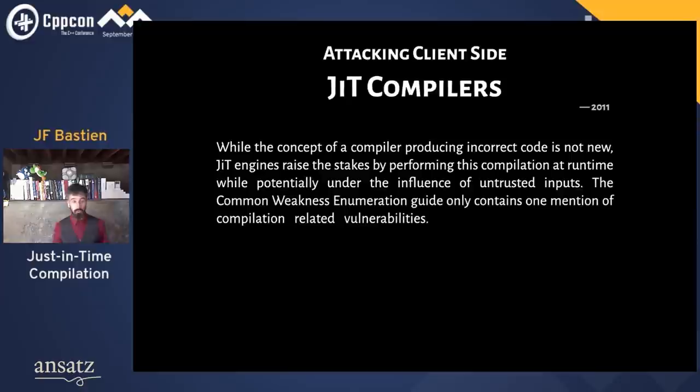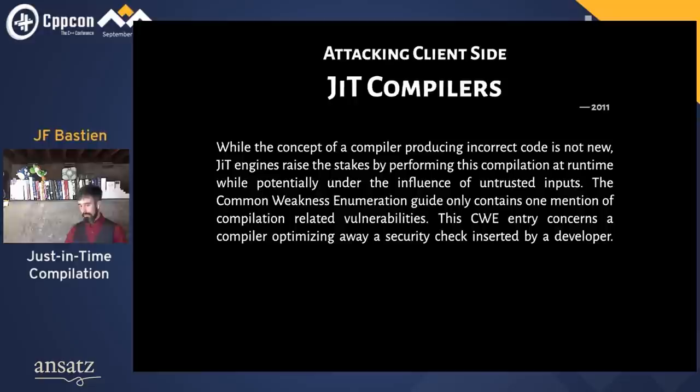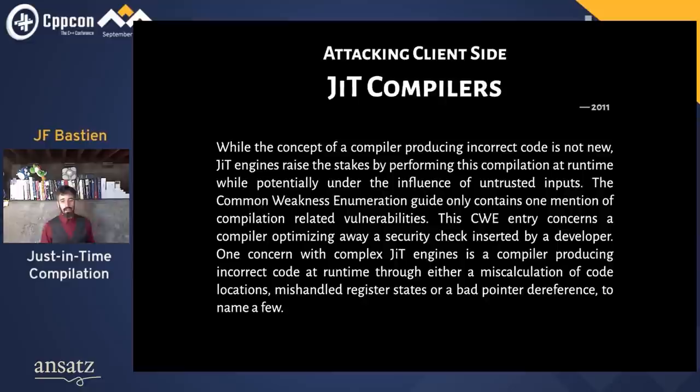The Common Weakness Enumeration Guide only contains one mention of compilation-related vulnerabilities, and that mention concerns compilers optimizing away a security check, right? So it doesn't talk about JITs at all. One concern with complex JIT engines is a compiler producing incorrect code at runtime through miscalculation of code locations, mishandling register states, bad pointer dereference, and a bunch of other stuff, right? So this paper is really cool because it breaks down a bunch of actual flaws in real production JITs. I think it's like four or five of them. Well, there's like three that are the same-ish, but you know.